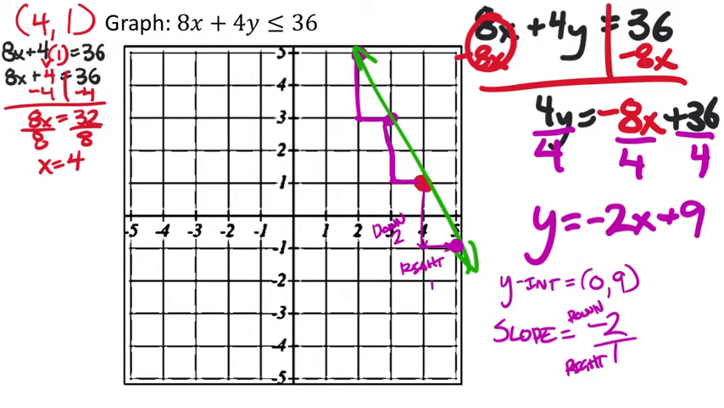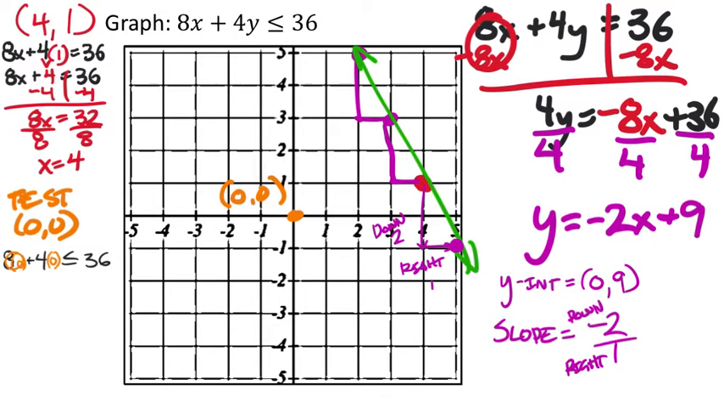The last thing we've got to do on this is find a value to test. I'm going to test (0, 0), which is the origin, because it's always a very easy ordered pair to test. But I'm testing it in the original inequality, not the equation anymore. So that was 8x plus 4y less than or equal to 36. Let's see what happens. I'm going to replace the x and the y value here with 0, and we'll see if this gives us a true statement.